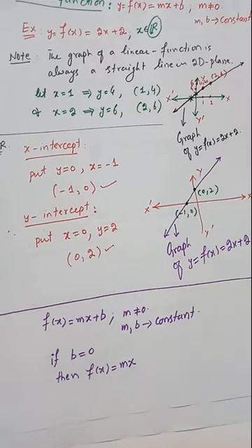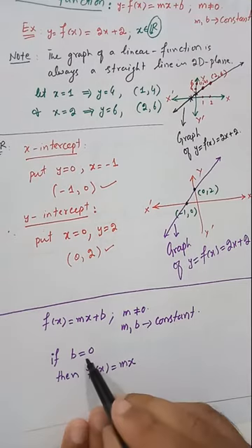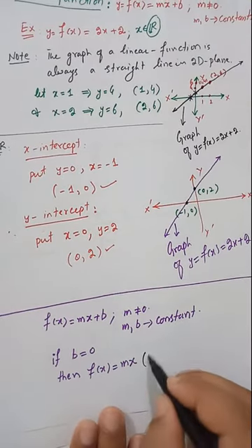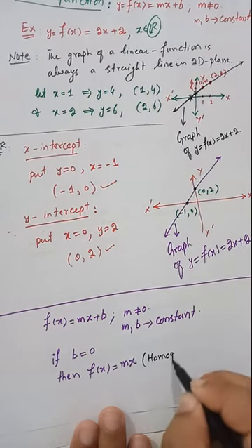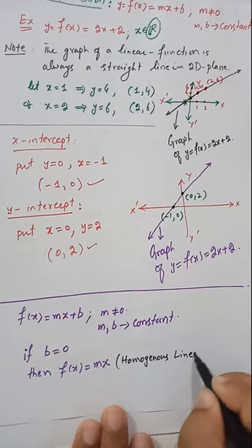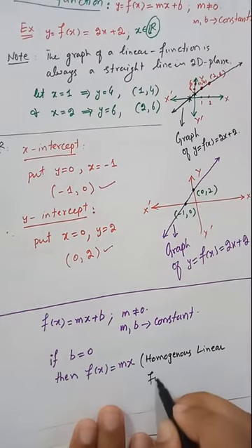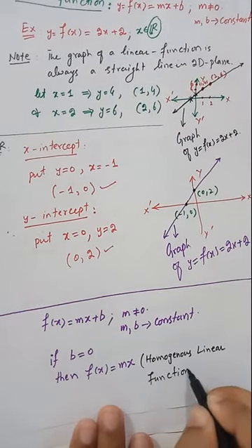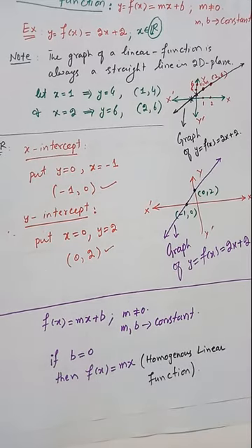Now, if b is not equal to 0, then those functions are called non-homogeneous linear functions. So if b equal to 0, this is a homogeneous linear function. m may be any value, m may be 2, 3, 10, 20, but not equal to 0.